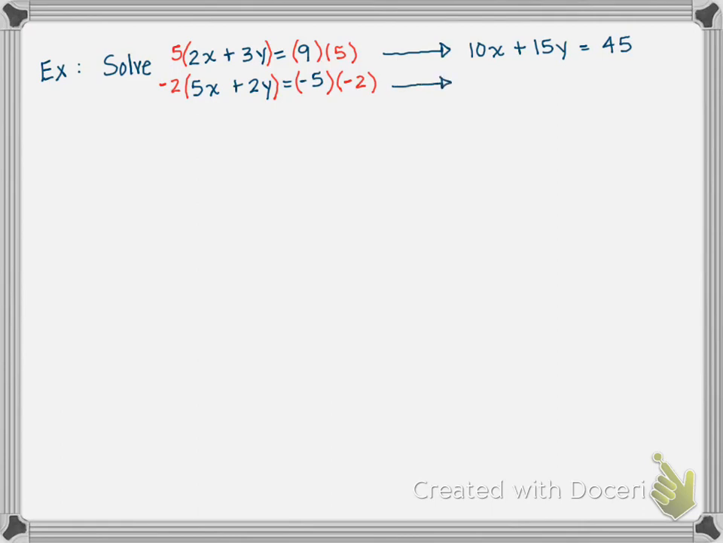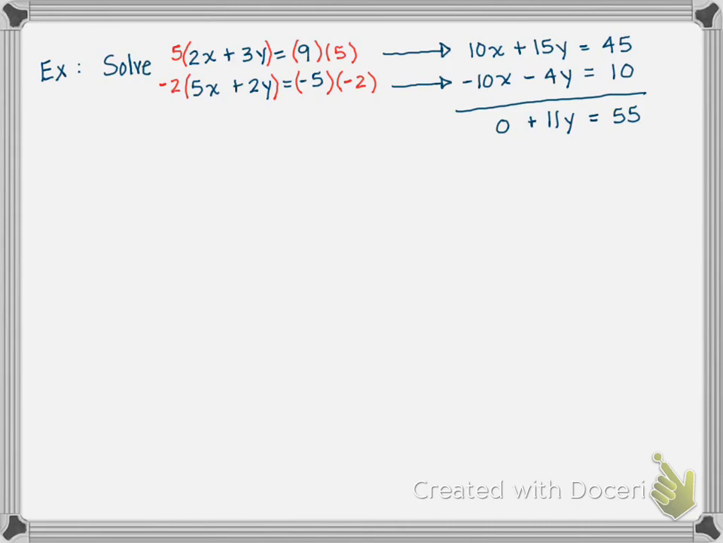So we get negative 10x minus 4y equals positive 10. And now we can add those together, and 10x plus negative 10x is 0. 15y plus negative 4y is 11y, and 45 plus 10 is 55.